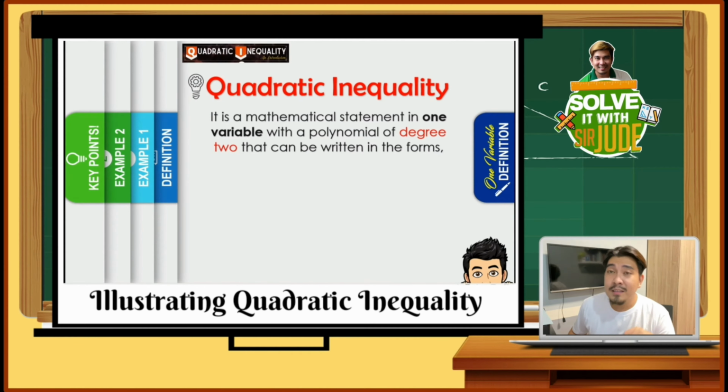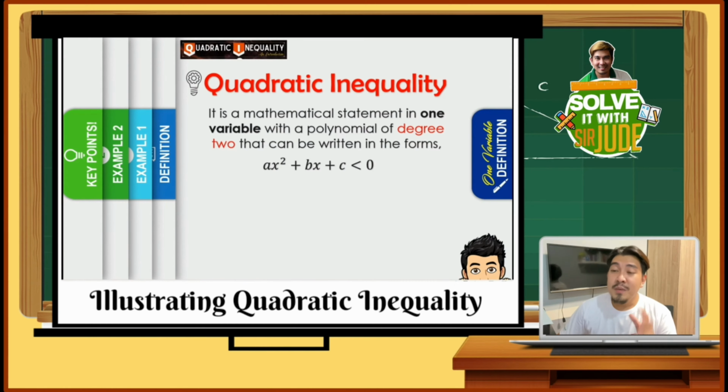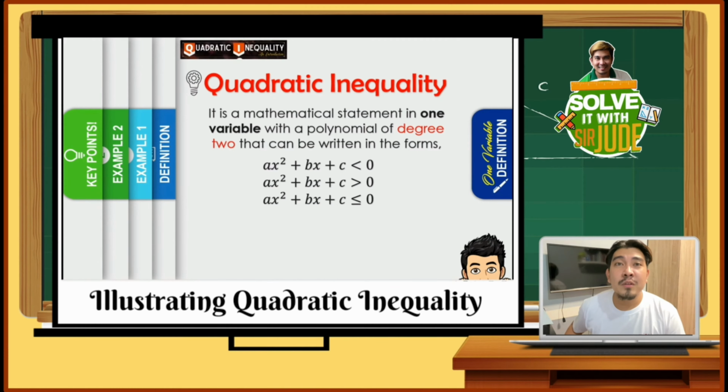The first one is ax squared plus bx plus c is less than 0. The second one, ax squared plus bx plus c is greater than 0. The third one is ax squared plus bx plus c is less than or equal to 0. The fourth one is ax squared plus bx plus c is greater than or equal to 0.